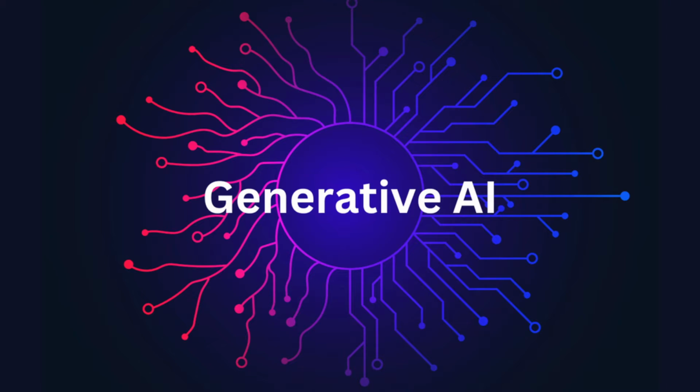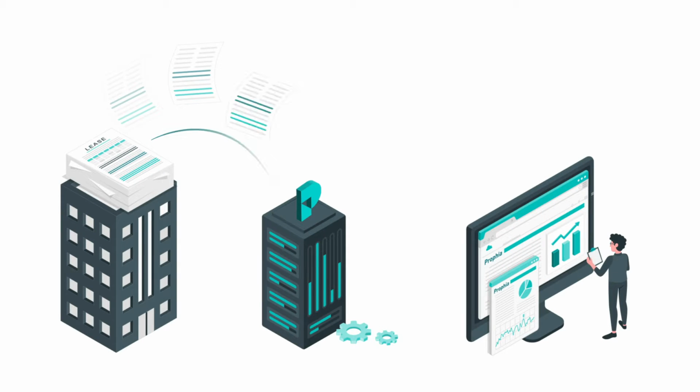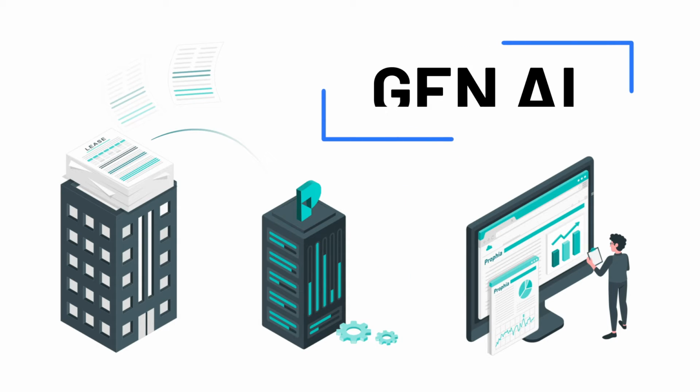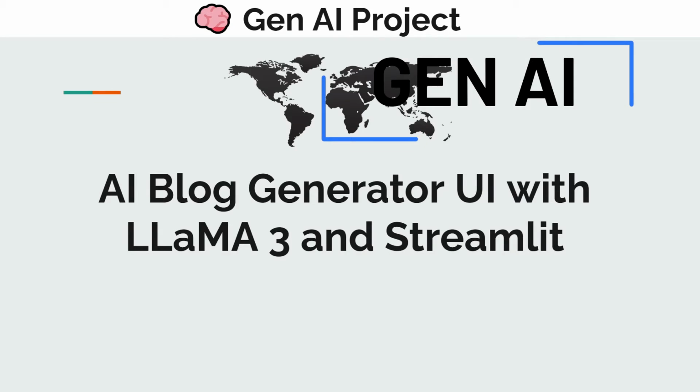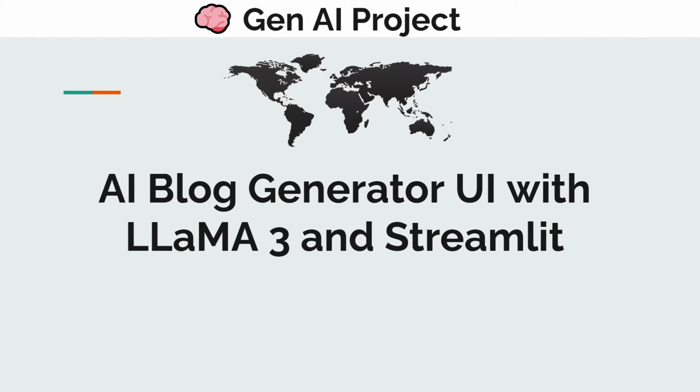Again, we are going to see one more generative AI project in today's session. Let's see what our topic is for today's project. This is a very simple project which generates a blog from your keywords. I want to write a blog with generative AI, and it will create the blog for me. That is a very important and interesting topic today.